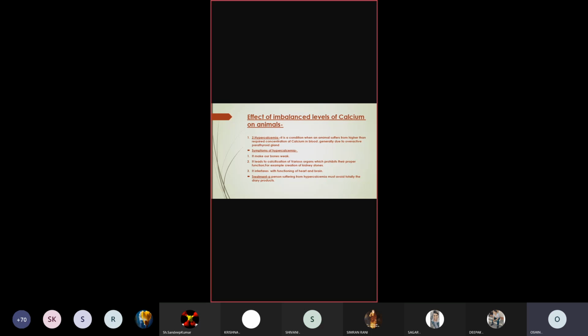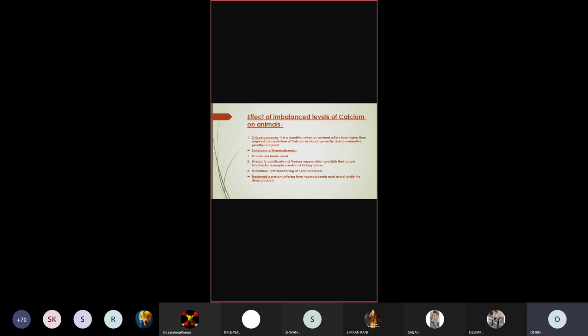Next, we will discuss hypercalcemia. Hypercalcemia is the same as hypernatremia. Hypernatremia that we did earlier meant excess levels of sodium in the body. So in a similar way, hypercalcemia means excess levels of calcium in the body. And excess calcium can even make our bones weak. It might lead to the calcification of various organs.